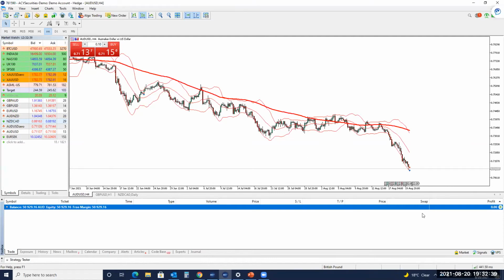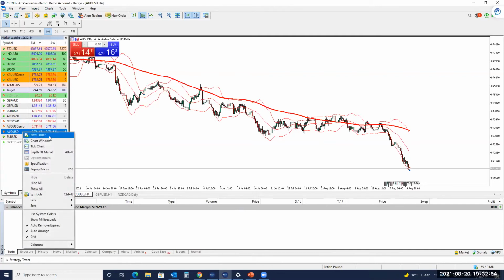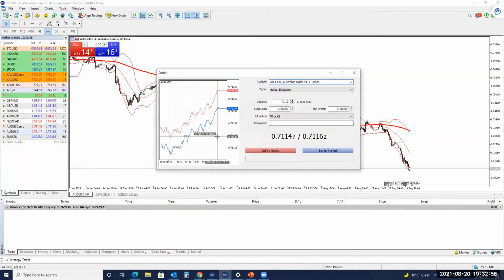For those of you who aren't familiar with limit orders, it's quite simple. You're more or less choosing a specified price at which you would like to get into a trade. So again, we'll stick to the AUD/USD. If I right click and go to new order, in here I can do a number of things. I can take a trade at market execution, which means I'm going to get into the trade right then and there.